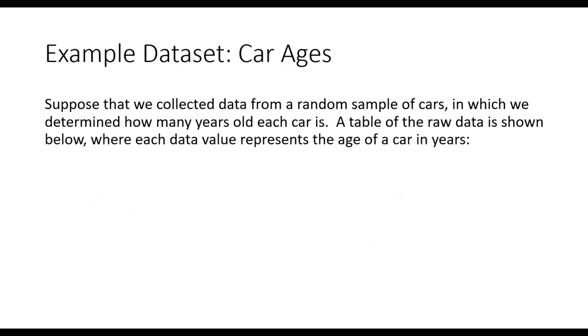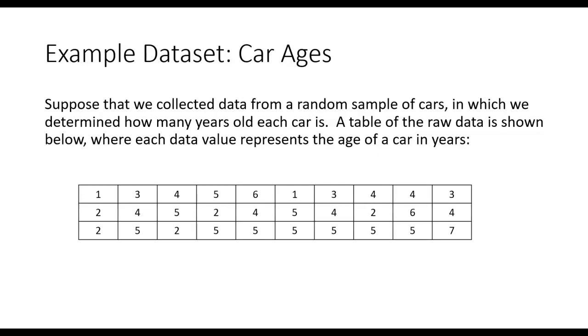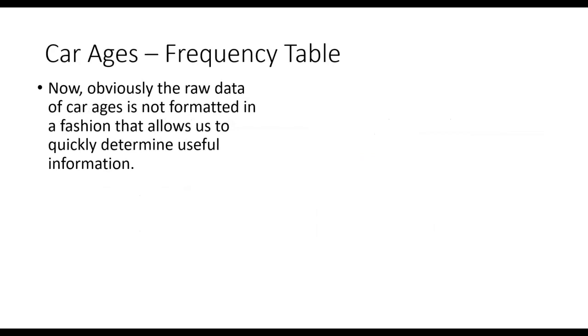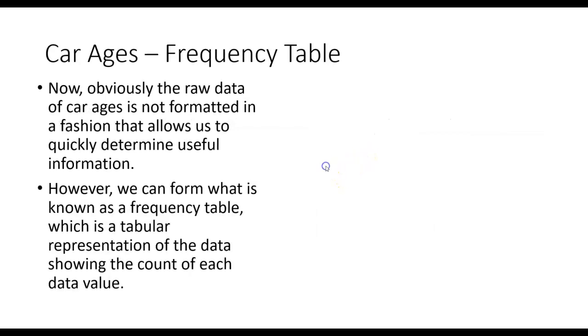So let's take a look at some sample data. Suppose that we collected data from a random sample of cars in which we determined how many years old each car is. A table of the raw data is shown below, where each data value represents the age of a car in years. Now, taking a look at that data, you can see that it's pretty unordered. It's kind of tough to tell anything just from looking at all of those pieces of data. So the format's not really that useful.